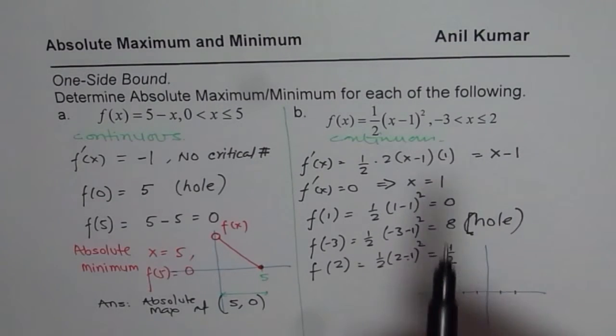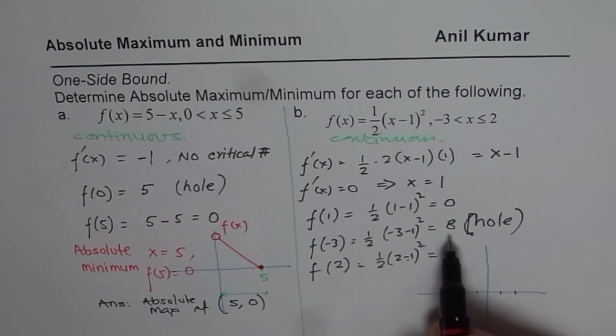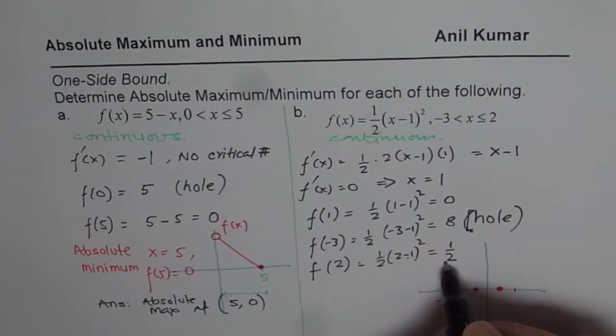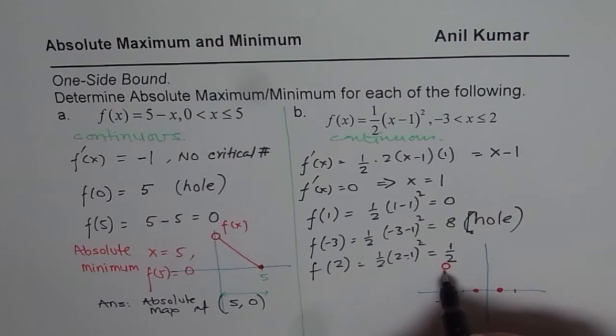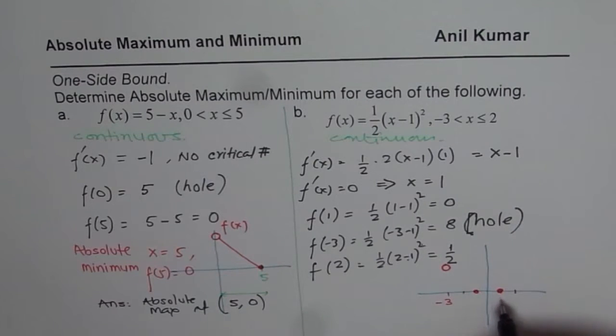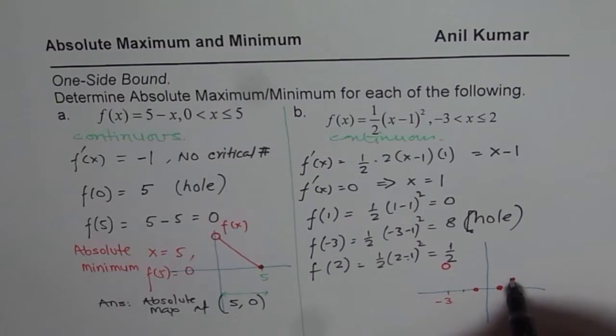At minus 3, the value of the function is 8. At 1, it is 0. So let me say, 0 at 1. At minus 3, it is 8. So let's take a value 8 here, okay? But it is a hole, right? So I'm making a hole here. Big and clear. At 2, it is half. So at 2, it is kind of here, but this value is included.